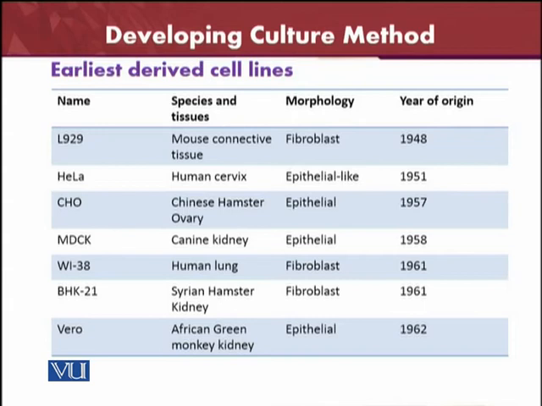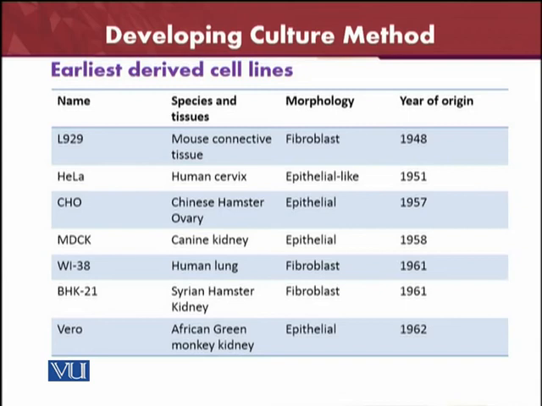First of all, the L cell lines; we will take the example of L929. These are from mouse connective tissue. From the morphological point of view, these are fibroblasts, and they were developed in 1948. Then the HeLa cell lines: most of the cell lines were developed between the 1950s and 1960s. Similarly, HeLa cell lines were developed from the human cervix. These are epithelial-like morphologically, and were developed in 1951.